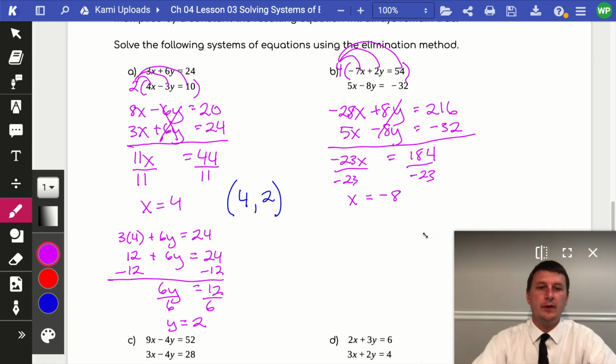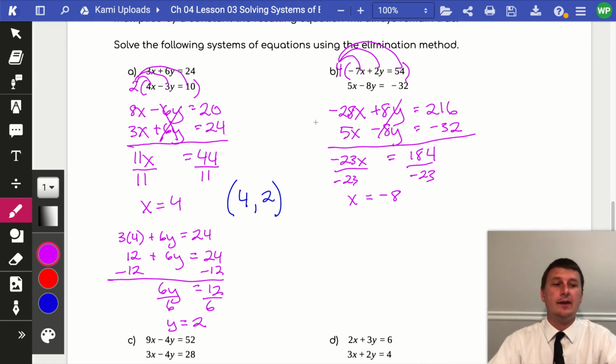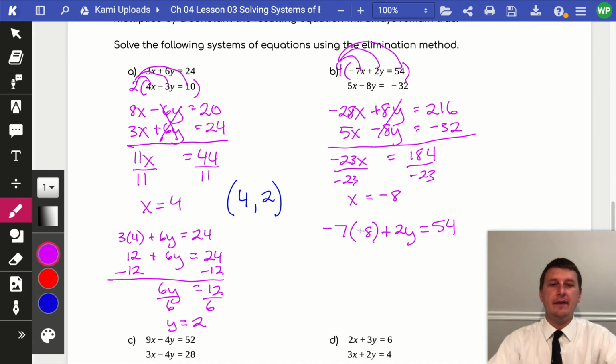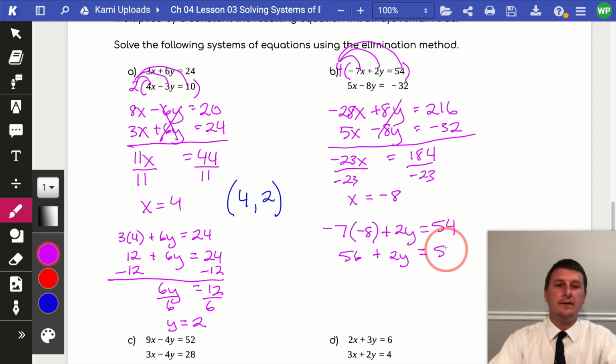And remember, we got our x value, but we're still not done because now we want to get the y value. So I'm going to be using this top equation now, I think, to substitute in my x value. So I'll use negative 7x, but instead of x, I'll substitute in a negative 8, plus 2y is equal to 54. Negative 7 times negative 8 is going to give me positive 56 plus 2y, and that's equal to 54. I'm going to subtract 56 from both sides in order to isolate y, and I'll be left with 2y is equal to negative 2. Finally, we divide both sides by 2, and I'll be left with y is equal to negative 1.